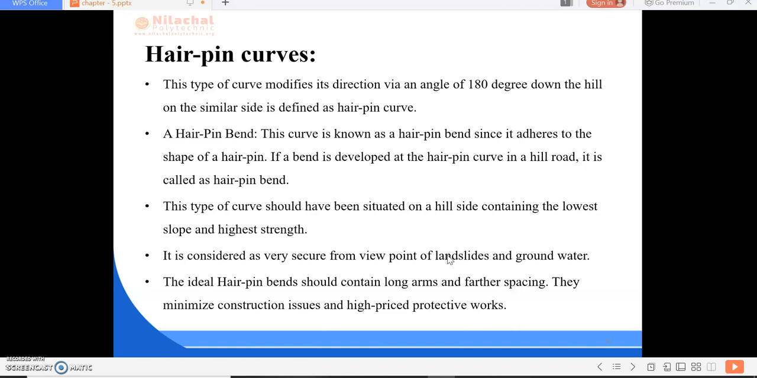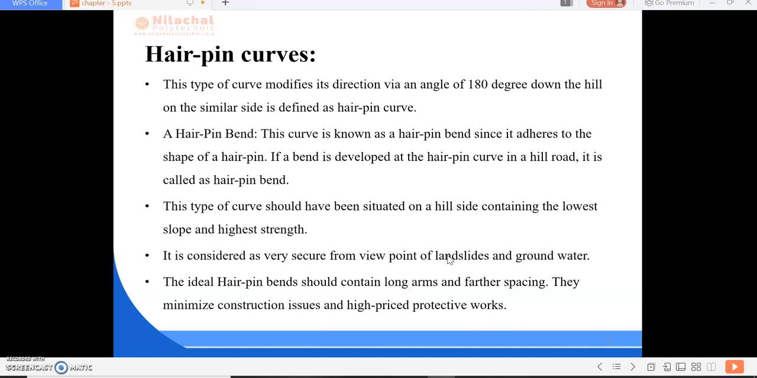A hairpin bend. This curve is known as a hairpin bend since it adheres to the shape of a hairpin. If a bend is developed at the hairpin curve in a hill road, it is called a hairpin bend. This type of curve should be situated on a hillside containing the lowest slope and highest strength. It is considered very secure from the viewpoint of landslides and groundwater. The ideal hairpin bend should contain long arms and farther spacing.